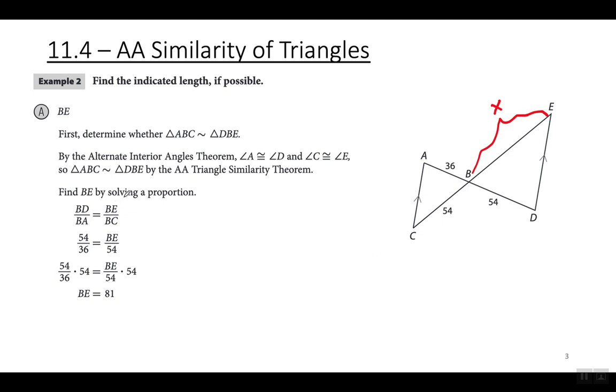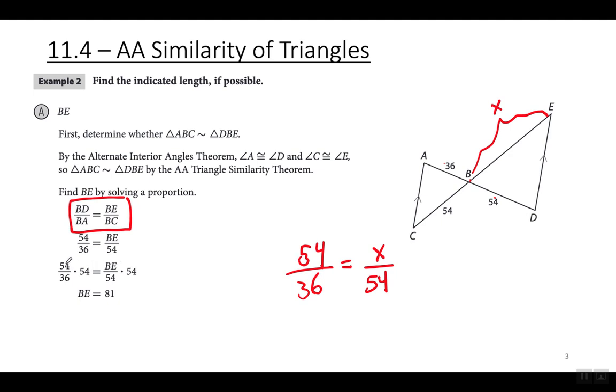Okay, so they set up a proportion comparing. There's more than one correct way to set it up. You don't have to set it up exactly the way they did, but they're doing BD over BA. BD is to BA as BE is to BC. All right, so when you set it up, 54 over 36 equals, you could put BE or you could put X. I'm going to put X. It means the same thing, whatever makes you happy.